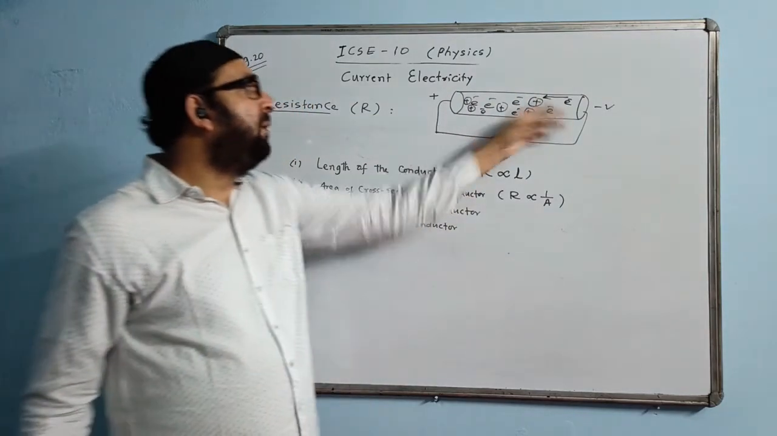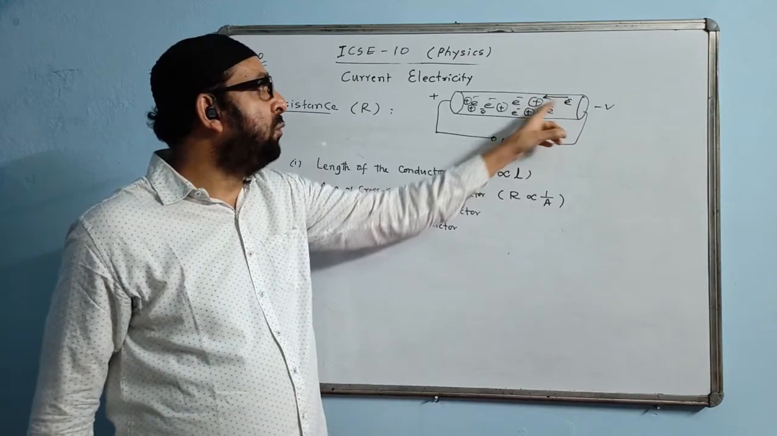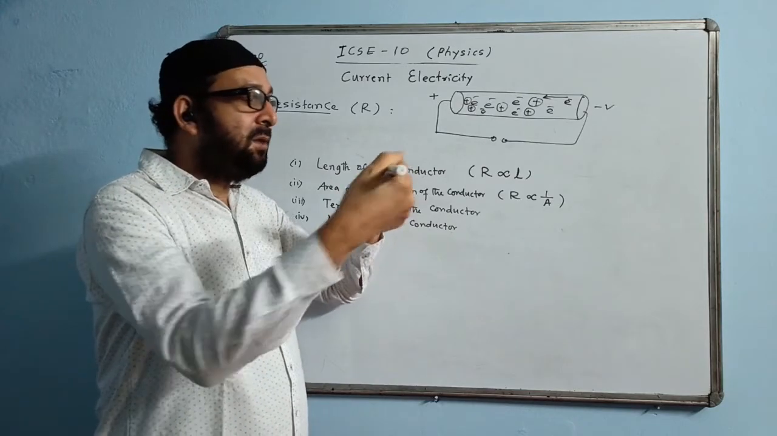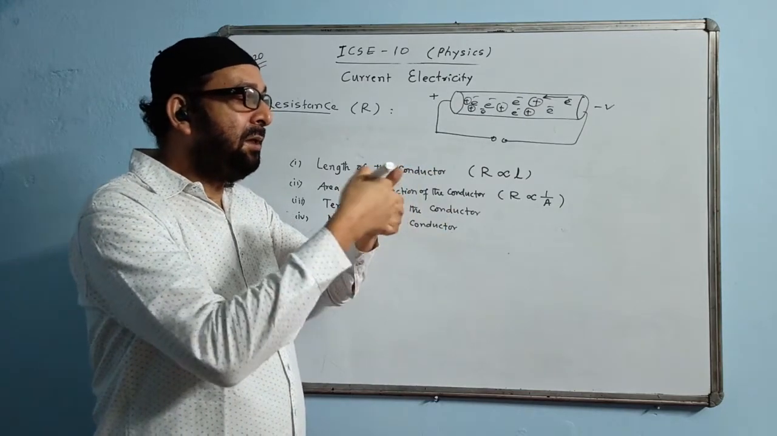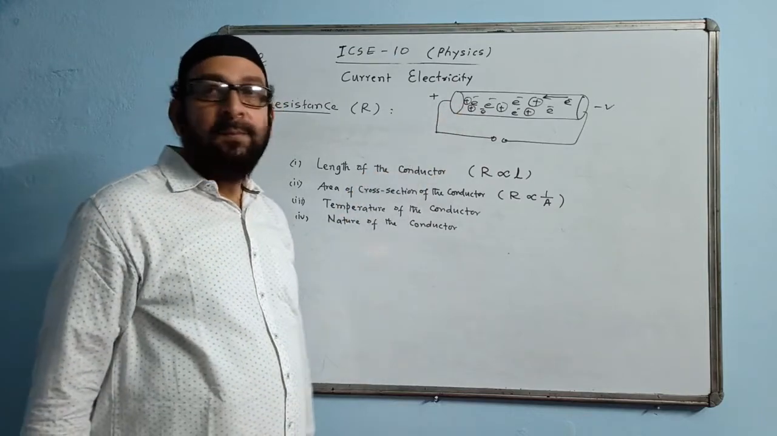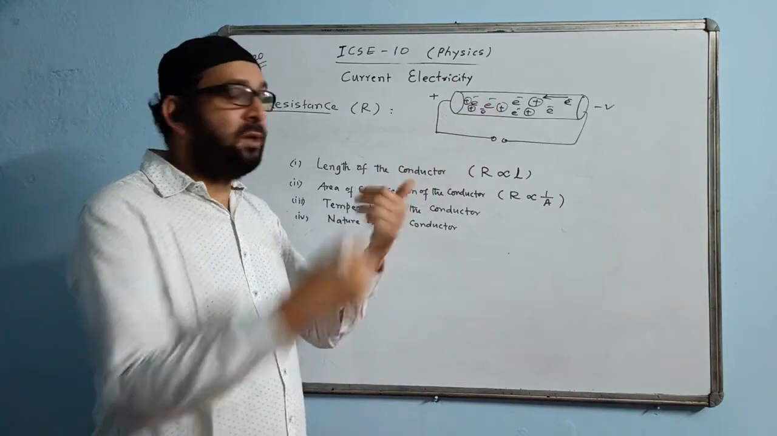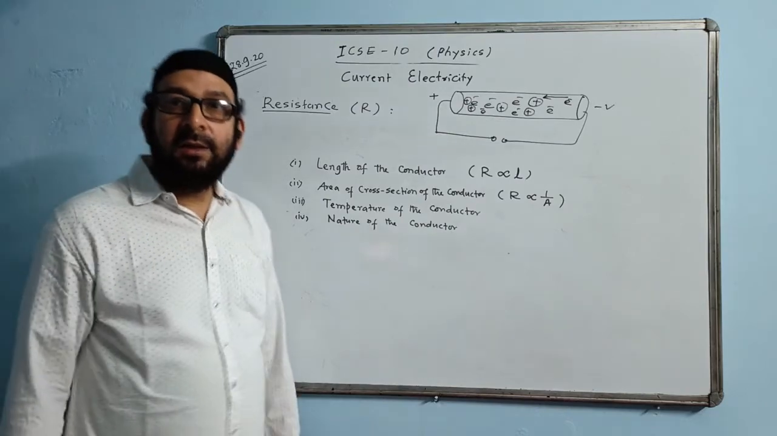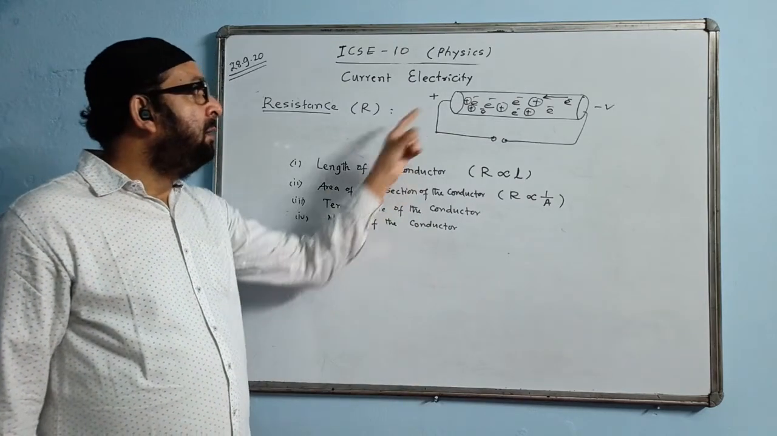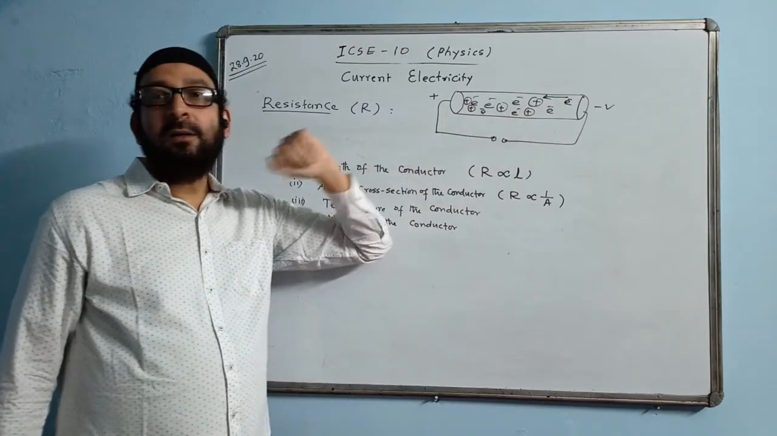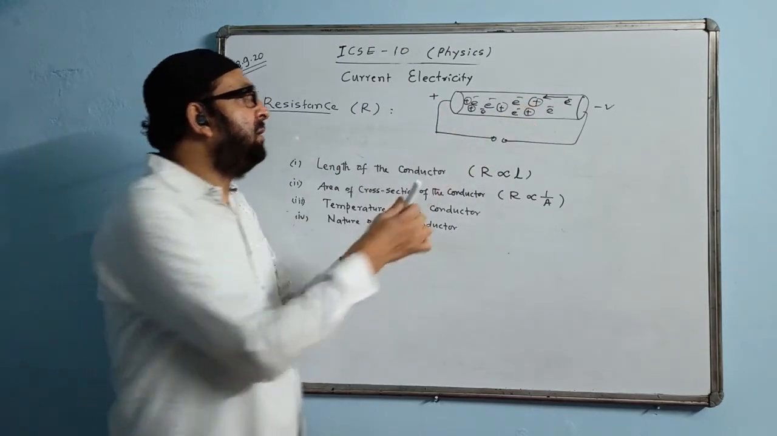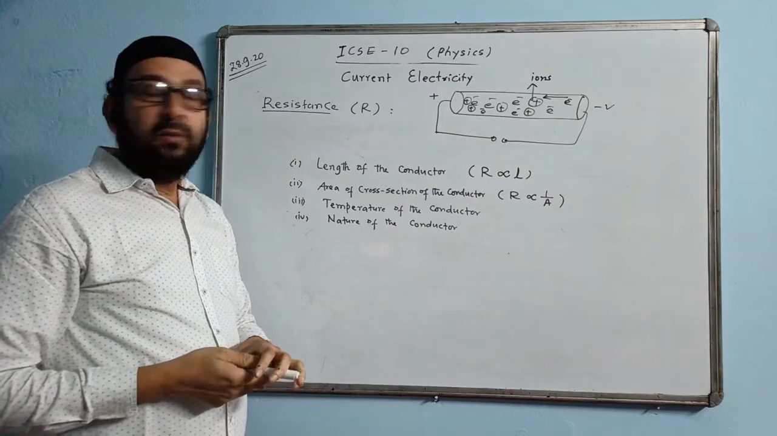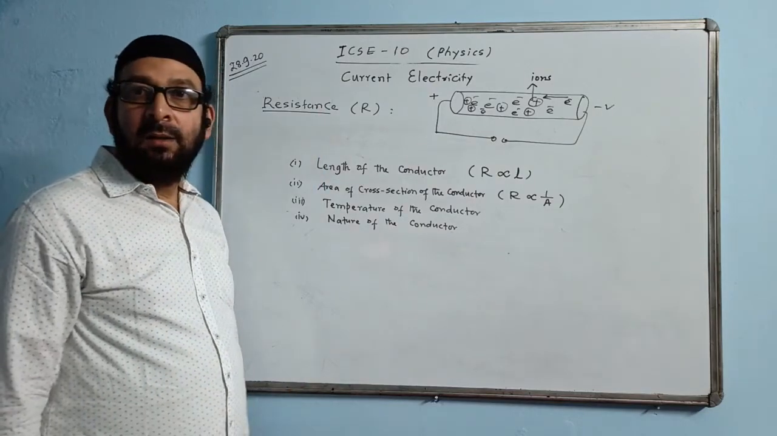When the electrons start moving, they collide with these ions. Collisions take place in between, like this. The electron hits, rebounds, hits, rebounds, hits, rebounds. So there is obstruction. That obstruction is called resistance. What is the cause of resistance in a conductor? We say collisions between the free electrons of the conductor with the fixed ions. These are all positive ions, fixed ions. So collisions between them cause resistance.